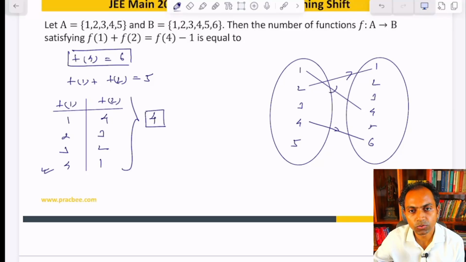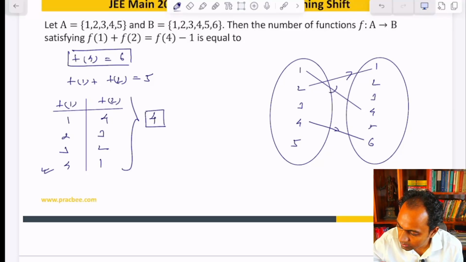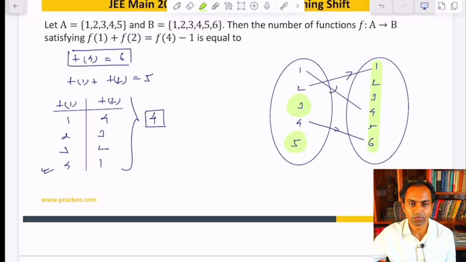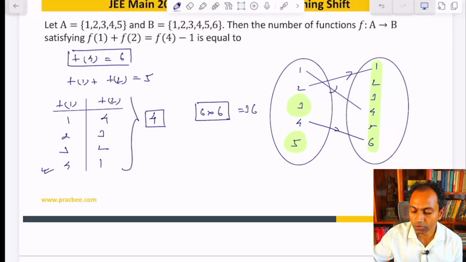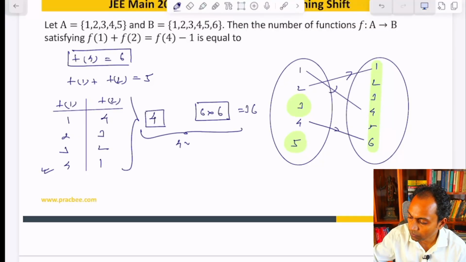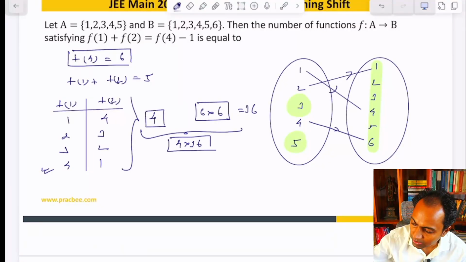In this also there are 2 elements remaining that have not been mapped, that is 3 and 5. Each of these elements can be mapped to any of these values because the question does not say it is a one-to-one function. So correspondingly, you can see that there could be 6 into 6, 36 solutions. So if I calculate the total solutions in this case, it becomes 4 into 36. Now I have understood that in my first case, when f of 4 is 6, the total number of cases is 4 into 36. Now let us consider another case.